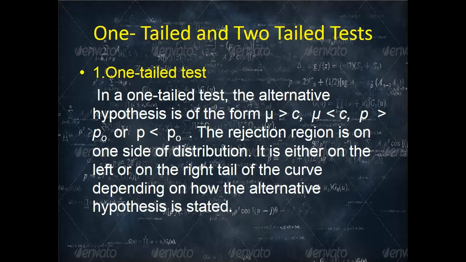One-tailed and two-tailed tests. 1. One-tailed test. In a one-tailed test, the alternative hypothesis is of the form μ greater than C, μ less than C, P greater than P0, or P less than P0. The rejection region is on one side of the distribution.